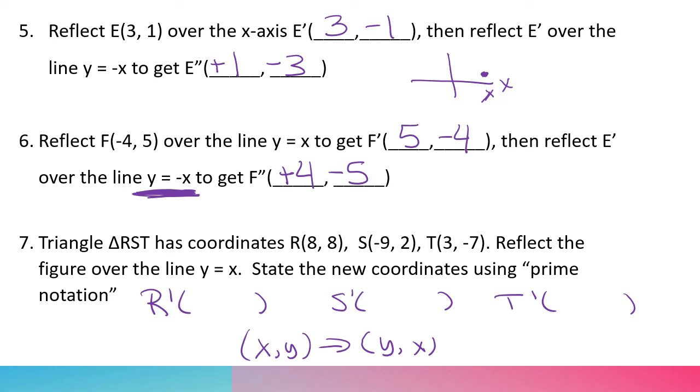So we have 8, 8, and if you switch them, you still have 8, 8, because y equals x. S, you had -9, 2. If those are flip-flopped, you get 2, -9. And t prime becomes -7, 3.